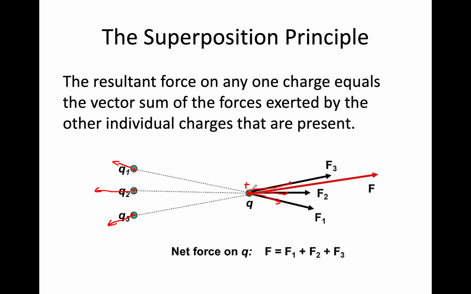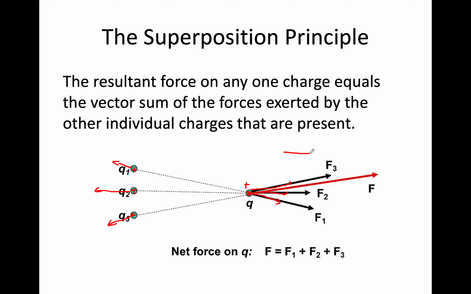3 charges here, which means this one will feel a force because of all 3. Assuming all 3 are positive, and assuming this one is positive, it will be repelled by Q1 that way, repelled by Q2 that way, and by Q3 that way. So you have to figure out the overall force and the direction that the overall force is going in. It depends on which one is the strongest. If they're equal, then you will do the calculation and add the vectors.